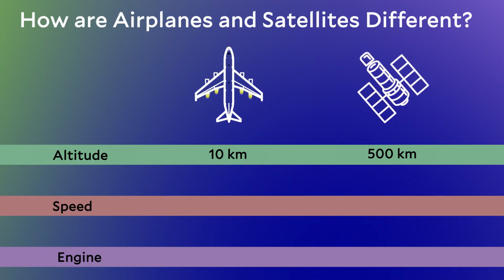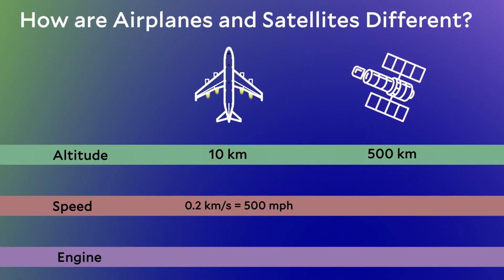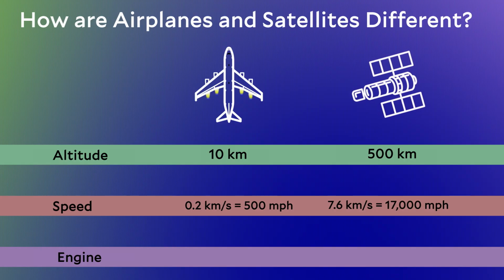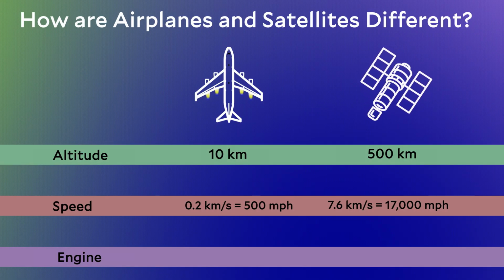We can also compare the speed at which these two vehicles move. Airplanes fly at about 500 to 550 miles per hour. That's 0.2 kilometers a second. And we've previously calculated that a low Earth orbit satellite, in order to maintain its orbit, is moving at 7.5 kilometers a second, or 17,000 miles per hour. So think of an airplane on the tarmac and a rocket on the launch pad. The rocket has much farther to go and needs to achieve much higher speeds to achieve its goals.